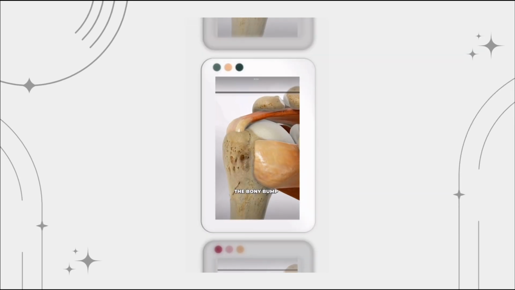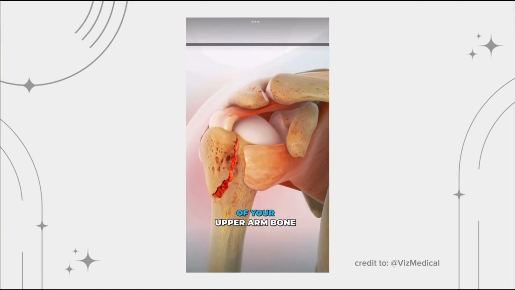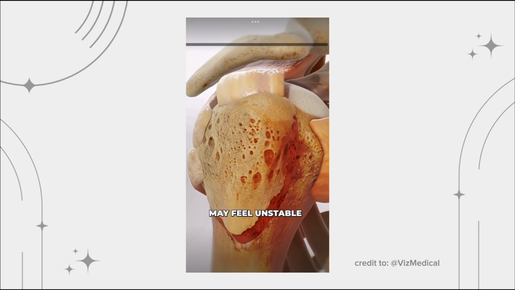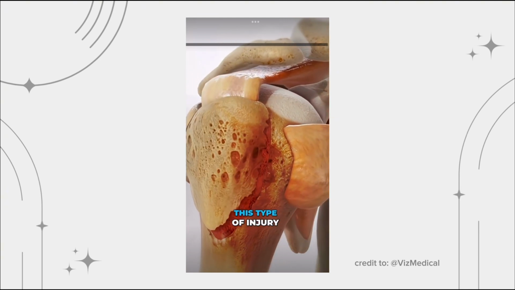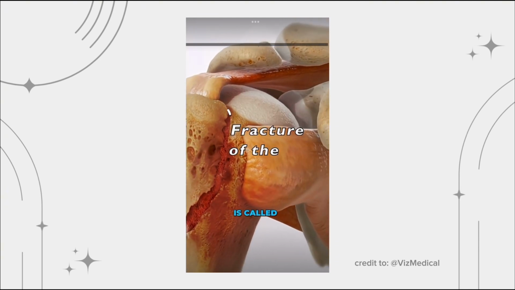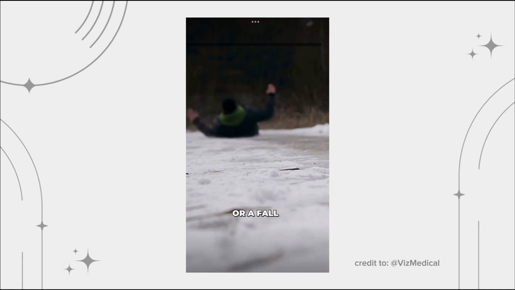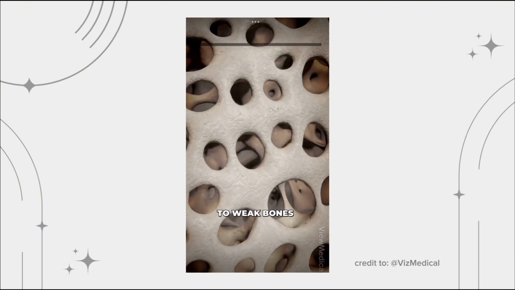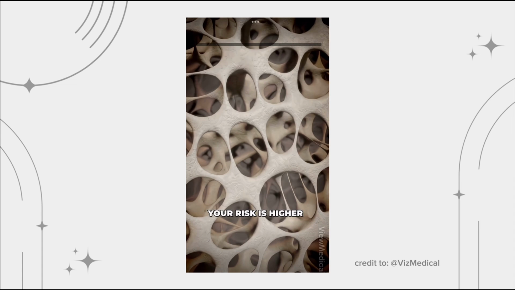If you break the bony bump on the outer side of your upper arm bone, you won't just have pain. You can also have trouble moving your arm, and your shoulder may feel unstable. This type of injury is called a fracture of the greater tuberosity. It's usually caused by trauma, like a car accident or a fall. And if you have osteoporosis, a condition that leads to weak bones, your risk is higher.